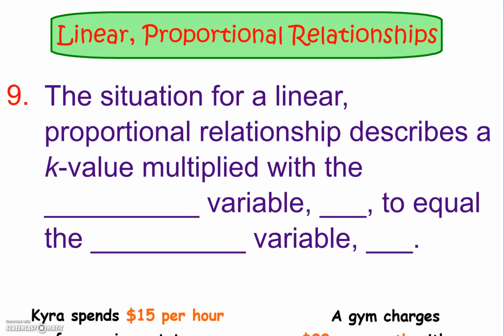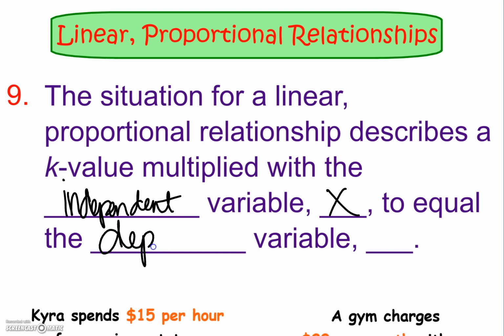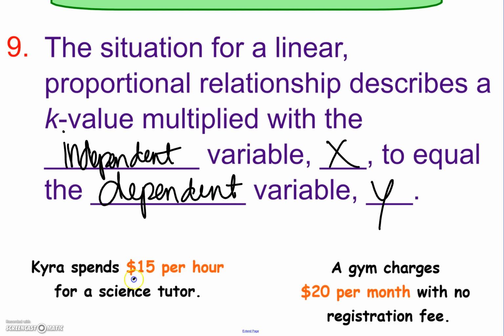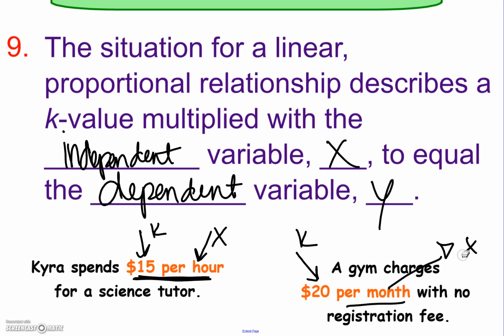So the situation for a linear proportional relationship describes a k value multiplied with the independent variable x to equal the dependent variable y. So $15 per hour, 15 would be your k, and this is your x. $20 would be your k, and per month would be your variable x.